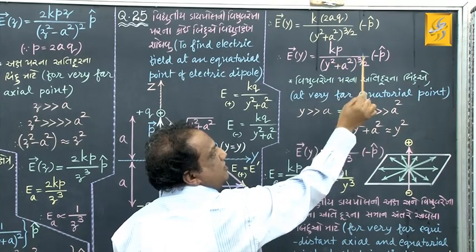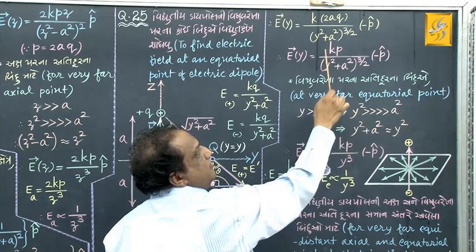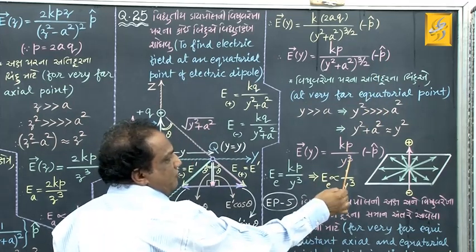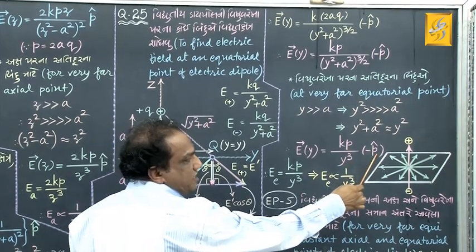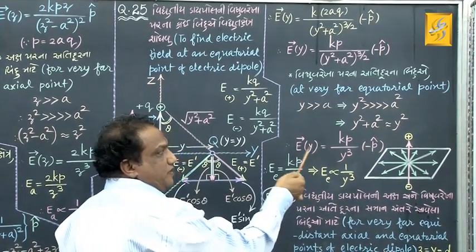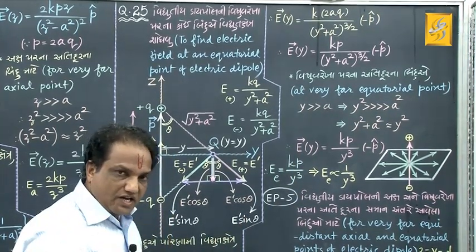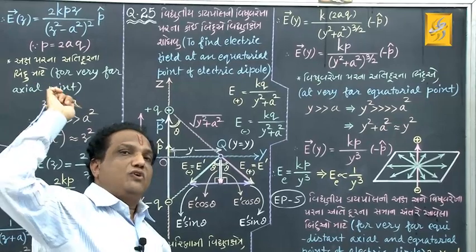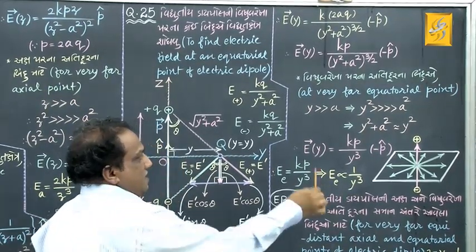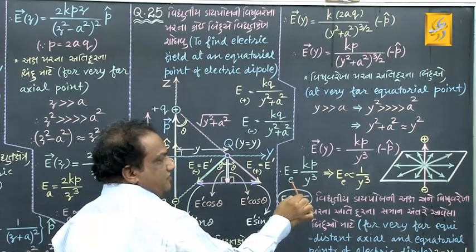When you multiply these two powers, the 2 will cancel, giving you y cube in the denominator. So ultimately Kp upon y cube into minus P hat, correct? Now tell me, this is not a general formula, this is a special case. You can use this formula only for finding the electric field at a very far equatorial point, okay?